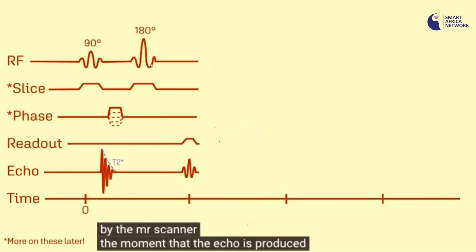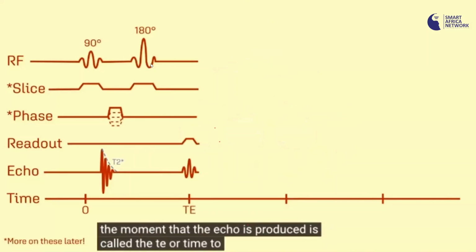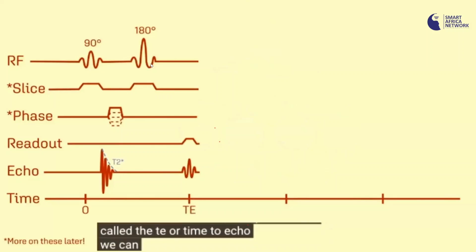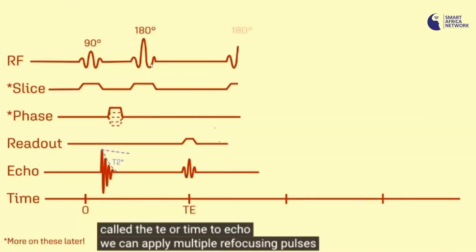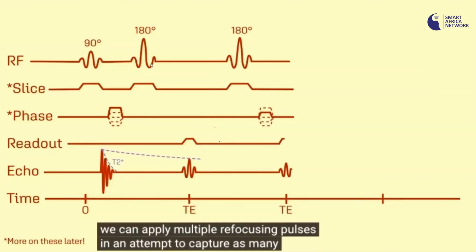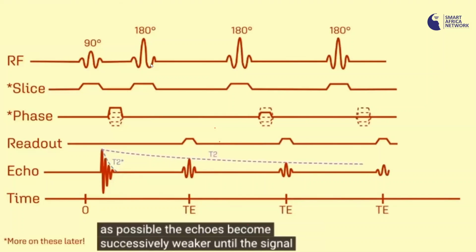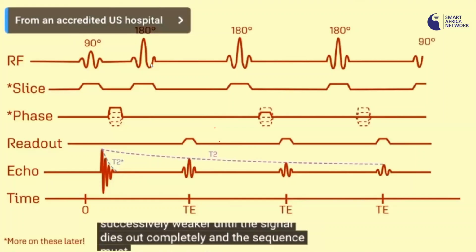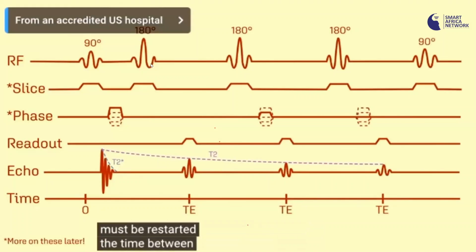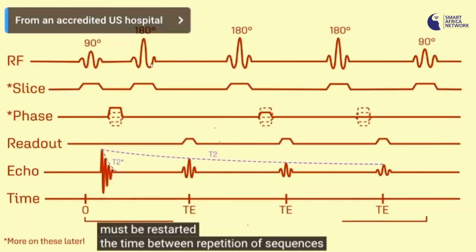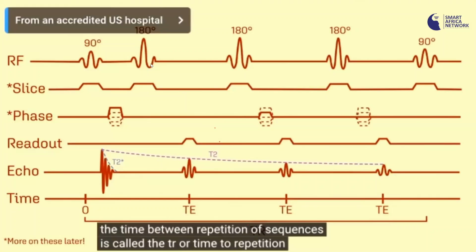scanner. The moment that the echo is produced is called the TE, or time to echo. We can apply multiple refocusing pulses in an attempt to capture as many echoes as possible. The echoes become successively weaker until the signal dies out completely and the sequence must be restarted. The time between repetition of sequences is called the TR, or time to repetition.